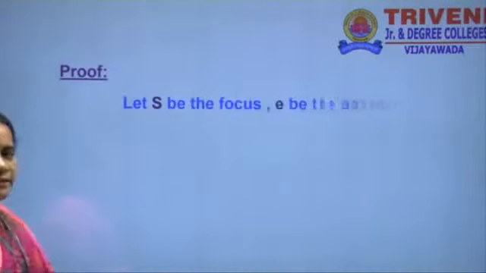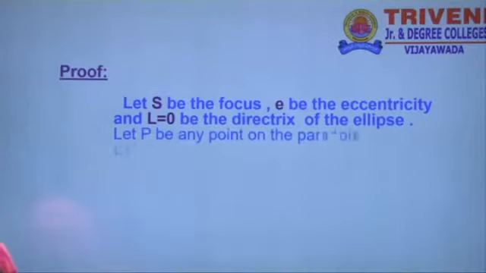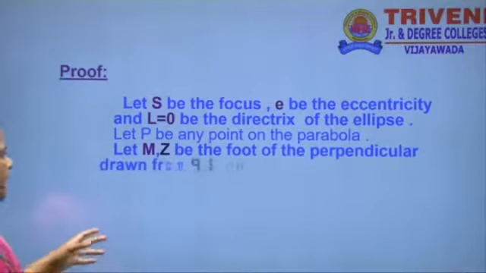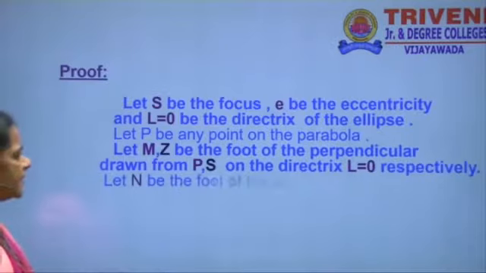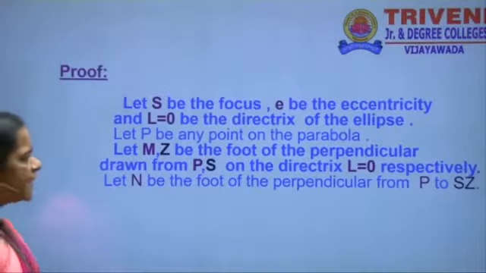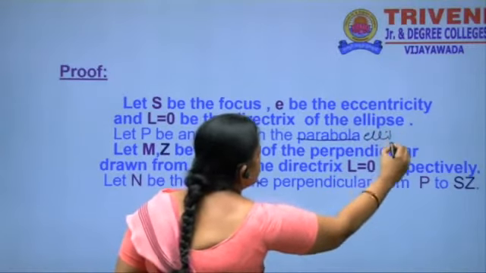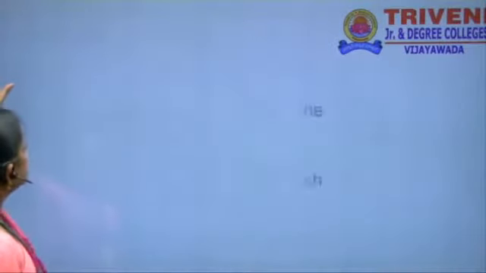Let S be the focus, E be the eccentricity, and L = 0 be the directrix of the ellipse, and P is any point on the ellipse. M and Z are the feet of the perpendiculars drawn from P and S on the directrix L = 0 respectively. Then N is the foot of the perpendicular from P to SZ. This is an ellipse.